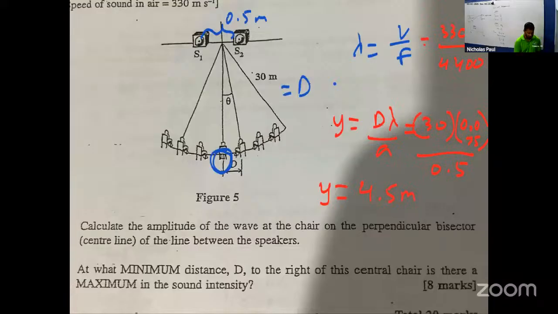So therefore, d will be half of that. Because remember, what you just found out was 2d technically, the distance between a minimum and a minimum. But they want the distance to the right of the central, that'll give you maximum. 4.5 divided by 2 is 2.25. Are you okay with that?